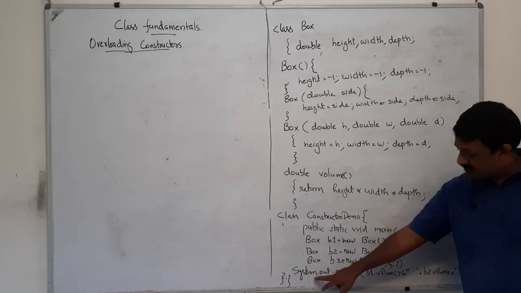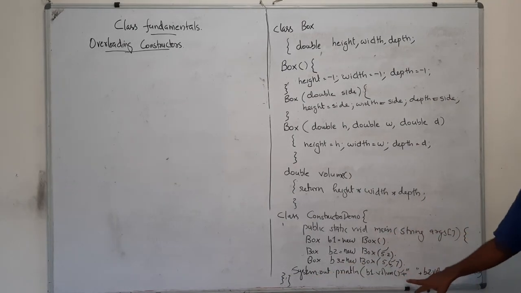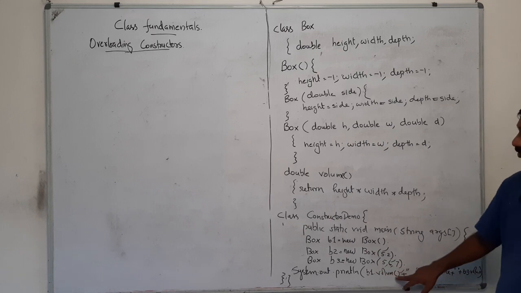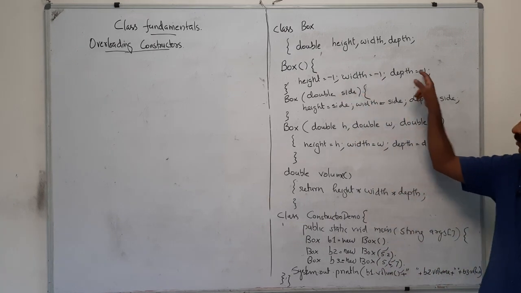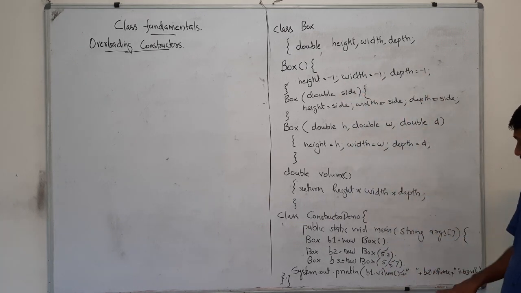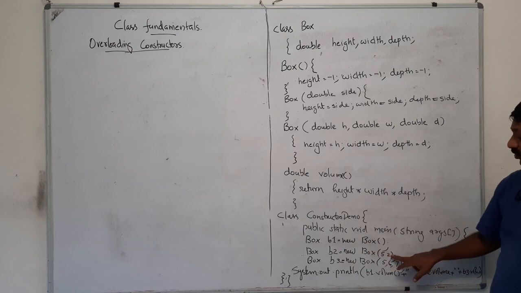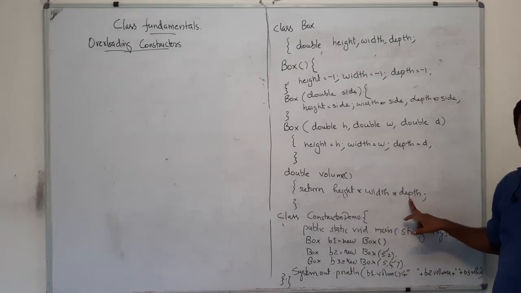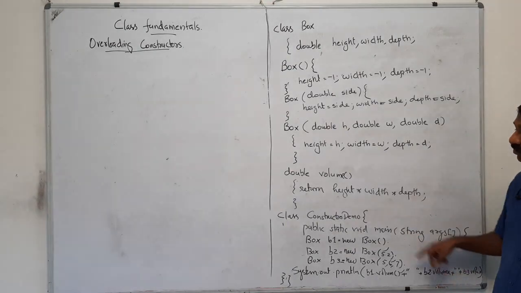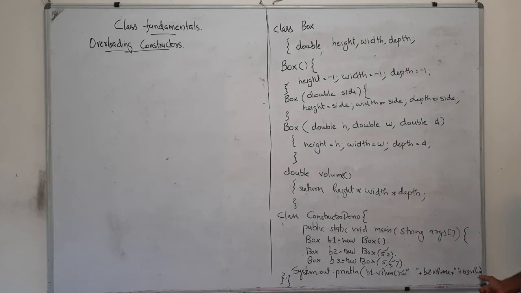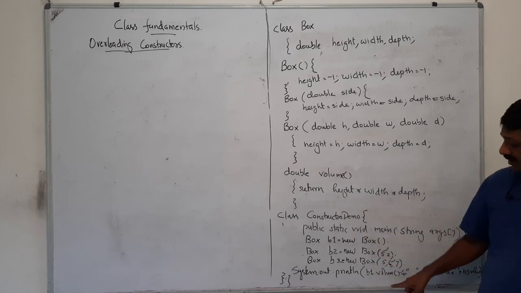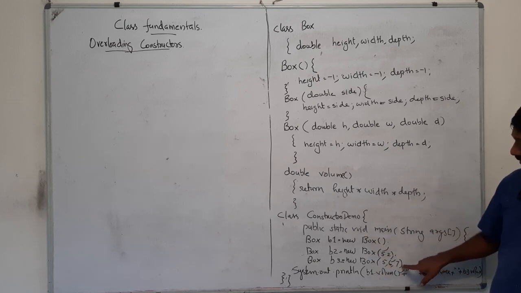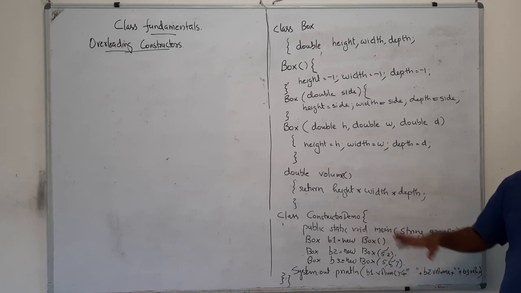And the last one is System.out.println of b1.volume. When b1.volume is called, -1 into -1 into -1, that is -1, will be returned. And b2.volume, what is b2.volume? b2.volume has 5.2 as the side, so 5.2 into 5.2 into 5.2 will be calculated and printed. And b3.volume means b3 has size 5 by 6 by 7, so 5 into 6 into 7 will be displayed.